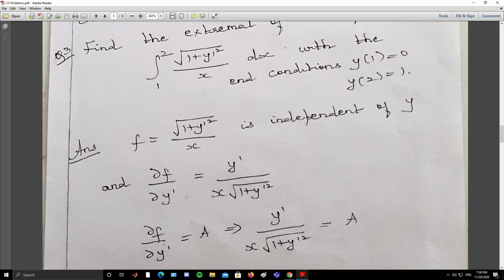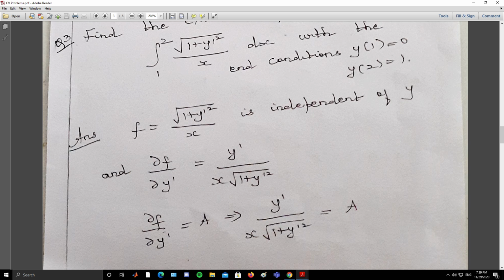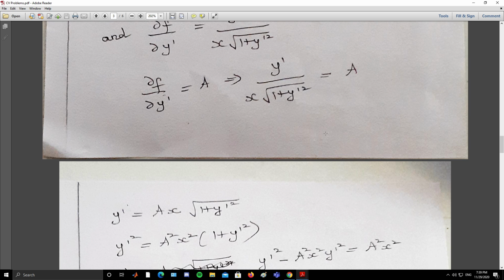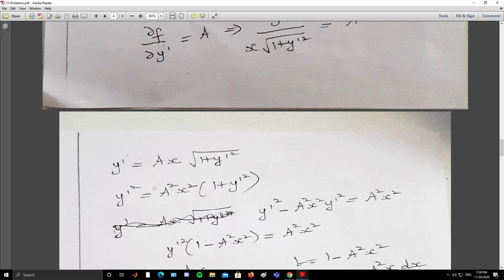So what is dou f by dou y dash? x is a constant when you differentiate f partially with respect to y dash. So 1 by x into 2y dash by 2 into root of 1 plus y dash square. The 2 will get cancelled. So dou f by dou y dash equals a is a solution, or y dash by x into root of 1 plus y dash square equals a. Then you only have to simplify. Whenever you have the square root, square it. So y dash square equals a square x square into 1 plus y dash square.